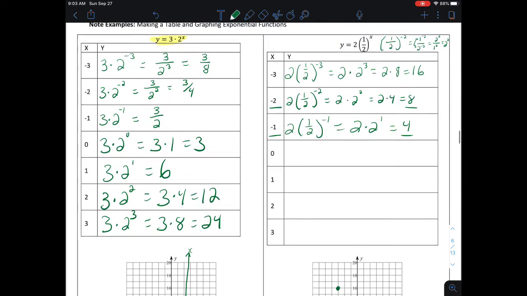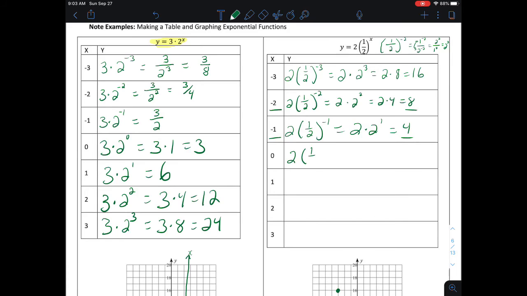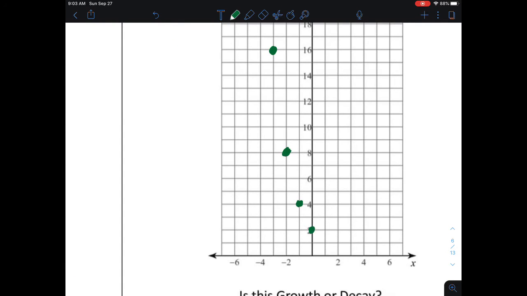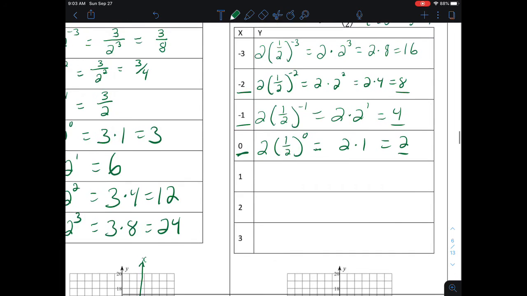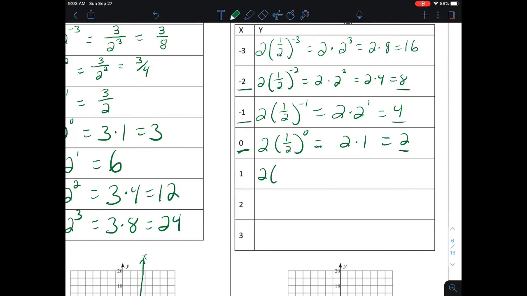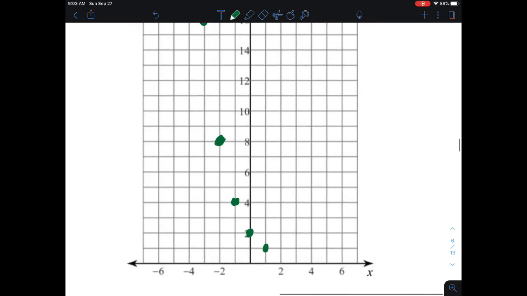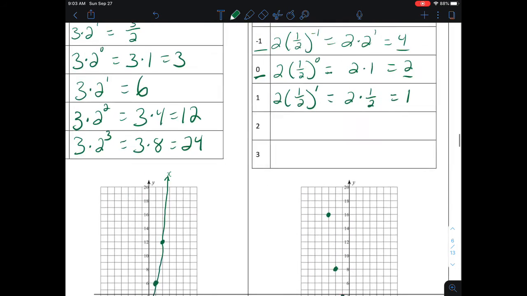All right, now we put in 0 for the x. So 2 times 1/2 to the 0 power. Well, 1/2 to the 0 power is just 1. So I get 2. So I have a point at 0, 2. So I go to 2 on my y-axis and put a dot. We continue on here. Now we're putting in a 1. So 2 times 1/2 to the 1 power is 2 times 1/2. Well, 2 times 1/2 is 1. So we got a coordinate at 1, 1. And so I'm putting a dot here. So we're starting to make that turn, and we're starting to get a little flat now.